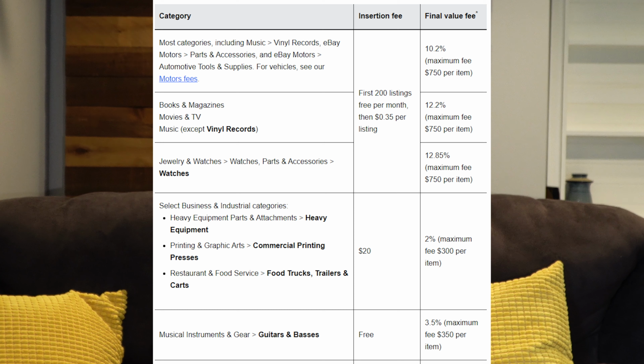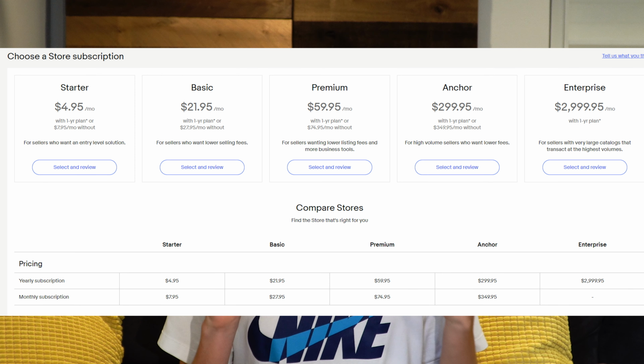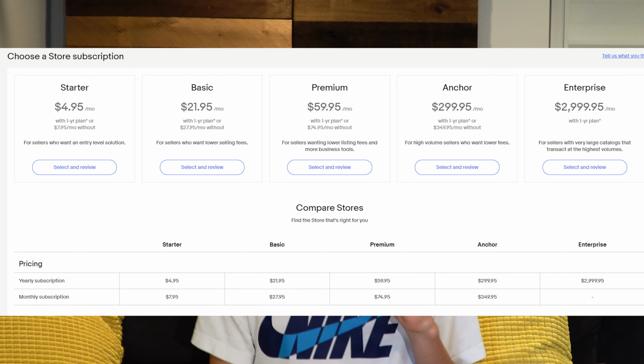Now, eBay has fees. The way to avoid these fees is if you open a store, you have less fees because you're already paying a monthly subscription. It's only $5.99, or if you go up a little bit, it's only, I think, $12.99. But that will help you save money on fees, but fees are also a big part still.